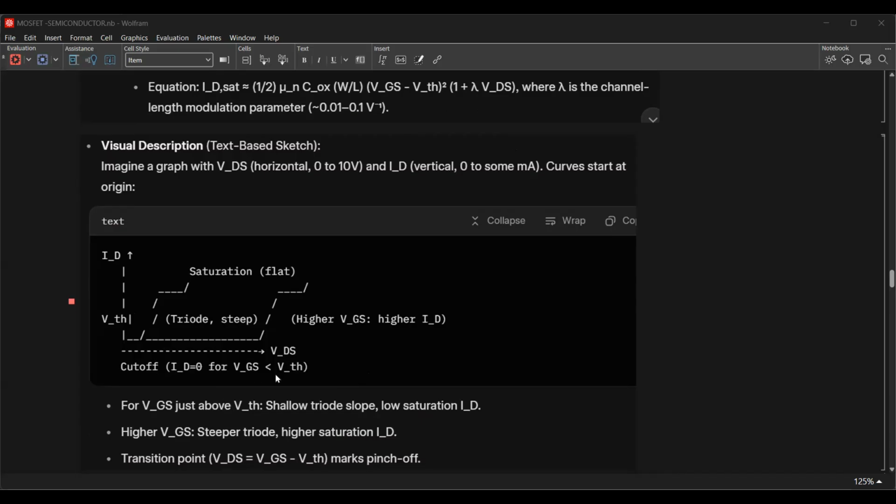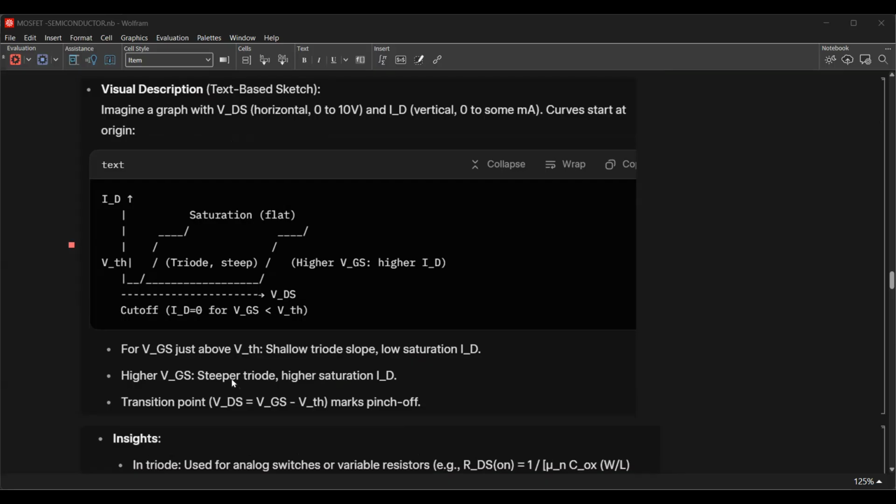Now this is for VGS less than the threshold volts. So we have the threshold volts here. For VGS just above the VT, it's a shallow triode slope, low saturation ID. After the point from the VTH here, you have the shallow triode slope.